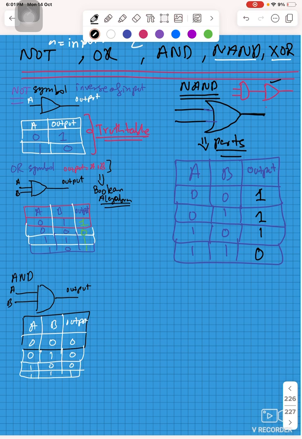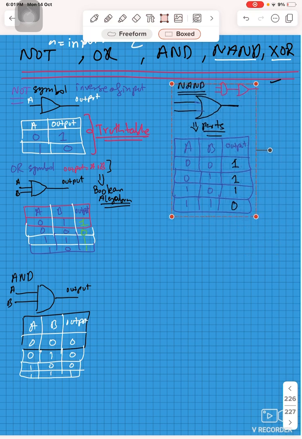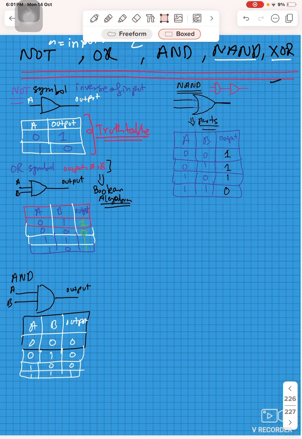Yeah, that's how the NAND gate works, and this is what the symbol looks like. If you have the symbol and you know what the components of a NAND gate are, you know which logic gates it has, and you can easily do the questions on it.